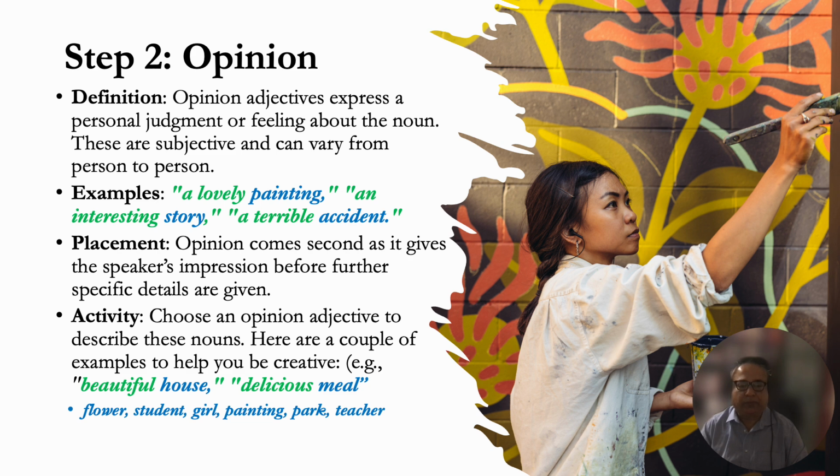So beautiful house, beautiful is an opinion. Delicious is also an opinion. We had a delicious meal. Down below, I have given you 6 nouns: flower, student, girl, painting, park, and teacher. I need you to use an opinion adjective, such as a beautiful house. Think of an adjective for a flower. What kind of flower is it?